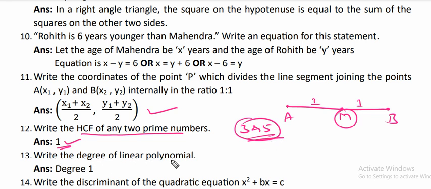Write the degree of the linear polynomial. That means linear polynomial, for example, I take one example 2x plus 3. This is the linear polynomial. That means the linear polynomial degree is always equal to 1. So therefore, the highest power of x, or the variable, is always 1. If the degree is 2, that becomes a quadratic polynomial. If the degree is 3, it becomes a cubic polynomial. So here they ask to find the degree of the linear polynomial. Linear polynomial's degree is always 1.